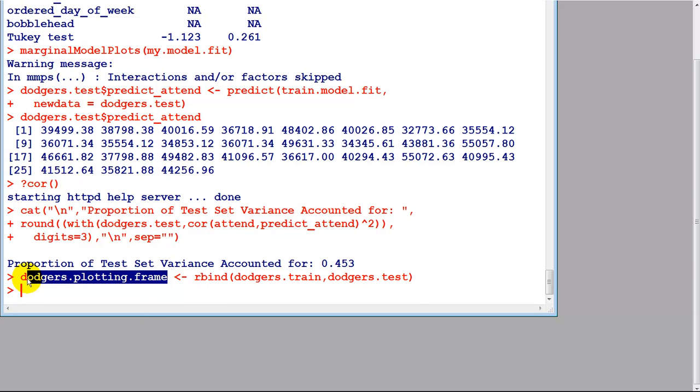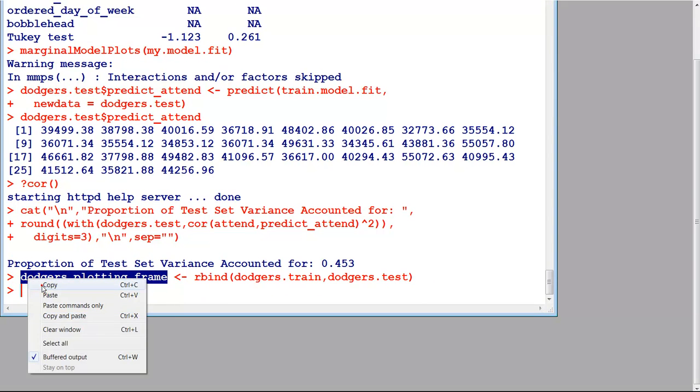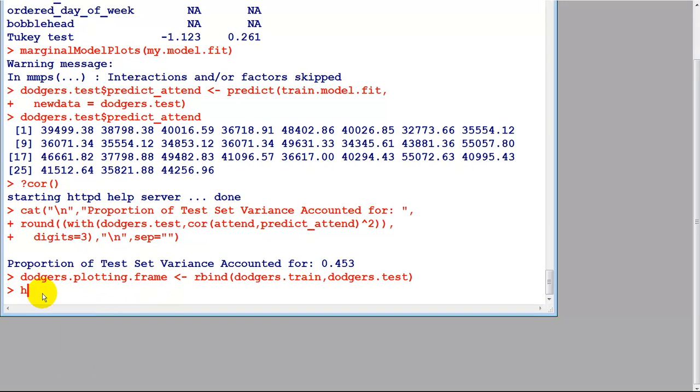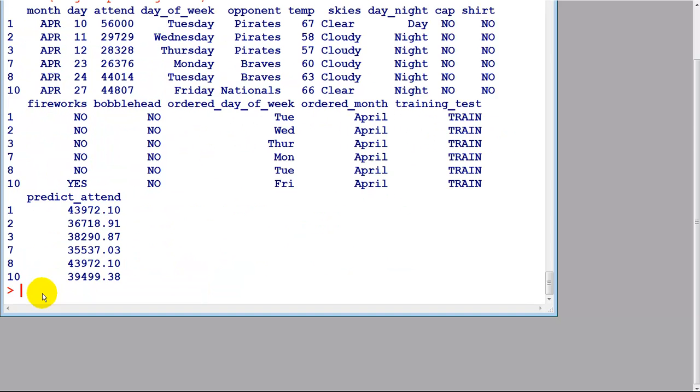Basically, let's look for the new column. So I'll just do the head. And we'll just be able to see the new column, which is called predict attend. So this is the predicted attendance.